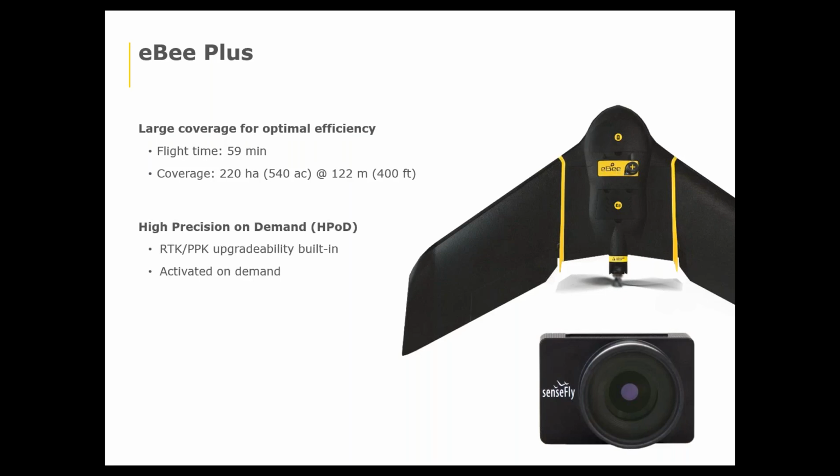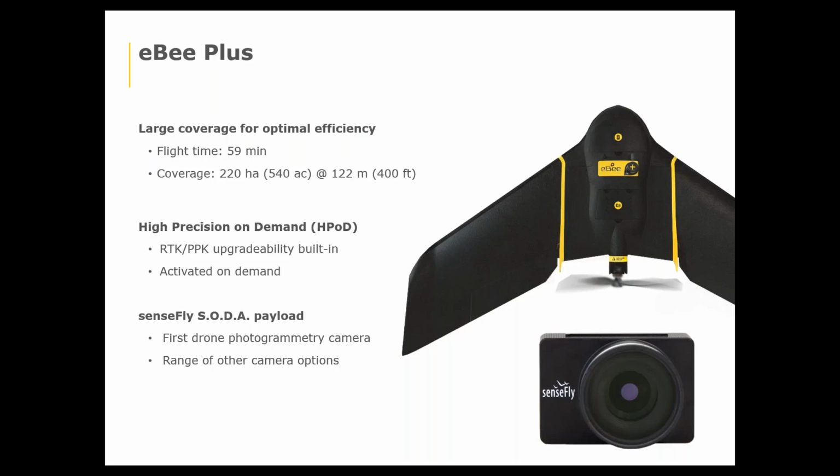And one very interesting point when you do mapping and accurate mapping is this high precision on demand. It means that you have the RTK, PPK upgradability that is built in. We will see in a few slides what this RTK, PPK means, but it means that you do precise, accurate work right during the acquisition of your images. And the good thing is you can activate it on demand. So you start with a standalone drone or normal drone and you turn it into a very accurate drone just with a soft activation. And last but not least, the payload, which is very important.